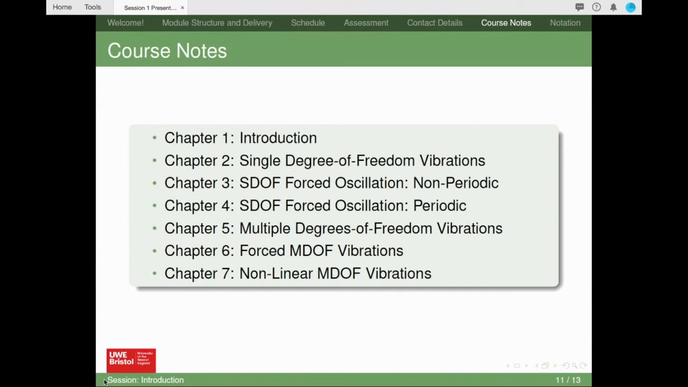So that's chapter 2. Chapter 3, we're taking the single degree of freedom system, looking at the forced and forced damped systems, and we're looking at how they respond when you apply a non-periodic forcing function. Things like steps and ramps and exponentially decaying forcing functions. How do they respond? And other types of non-periodic forcing functions. Chapter 4 is the same. We're looking at periodic forcing functions.